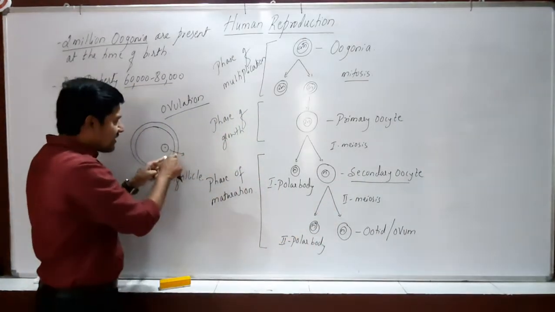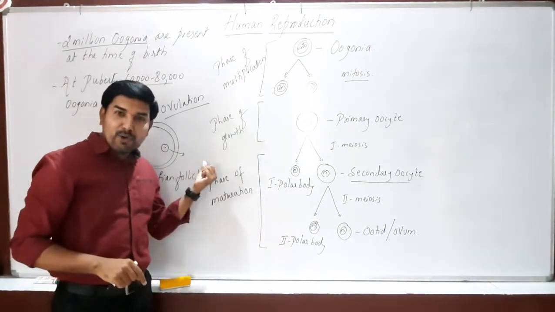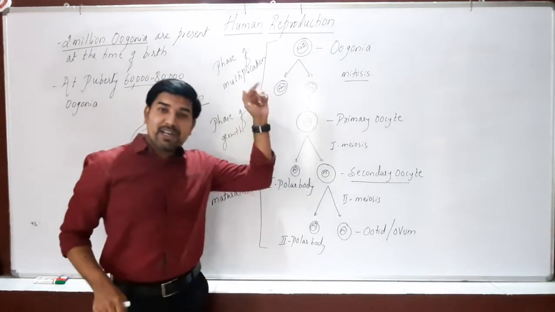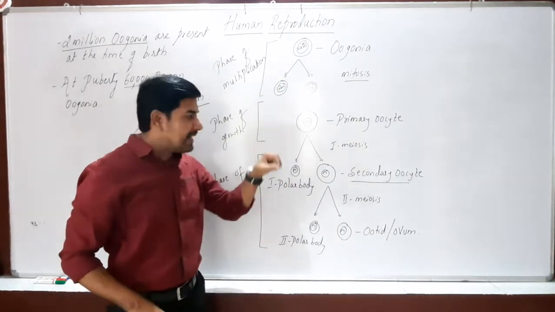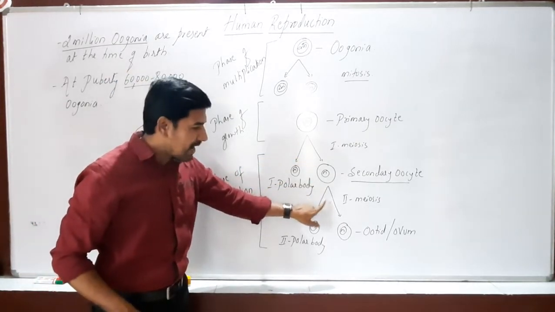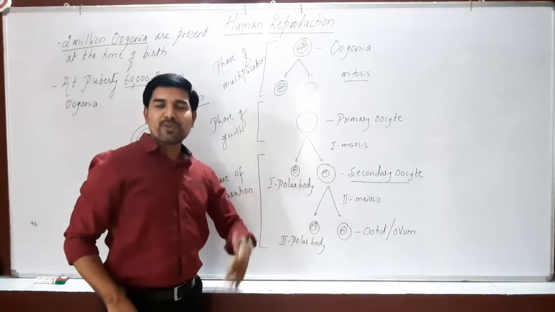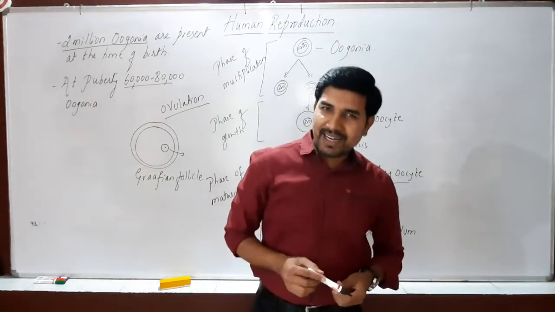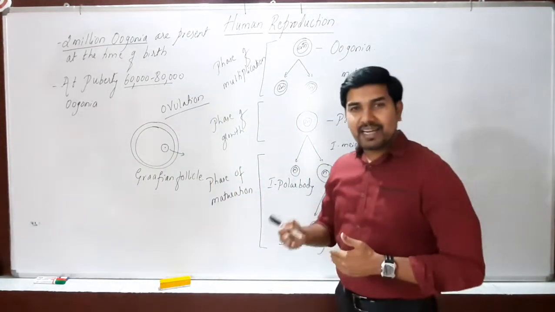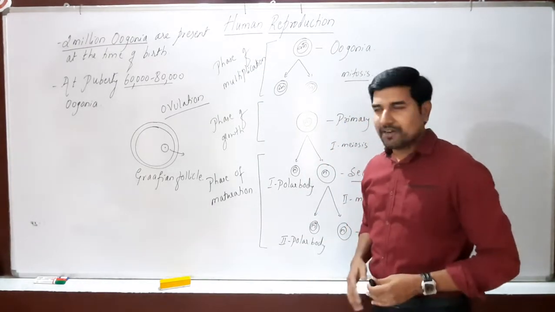It gets released from the ovary into the fallopian tube. In the fallopian tube, during fertilization, when the sperm enters this cell, it completes the second meiosis, forming a functional ovum, and this functional ovum fuses with the sperm and gets fertilized. This is how the process of fertilization occurs. How exactly the process of fertilization occurs? Again, it is the study of the later part.